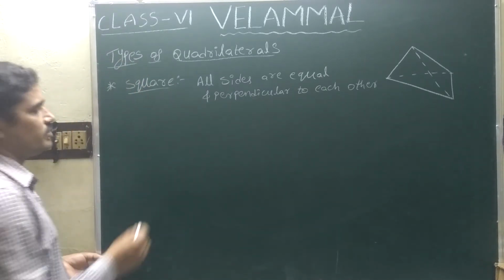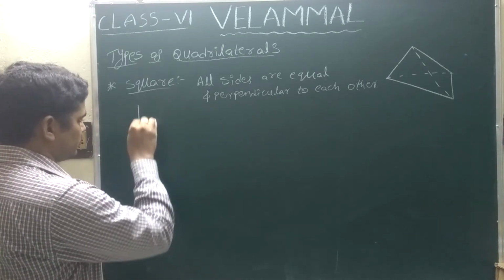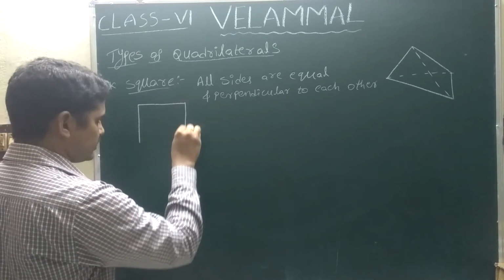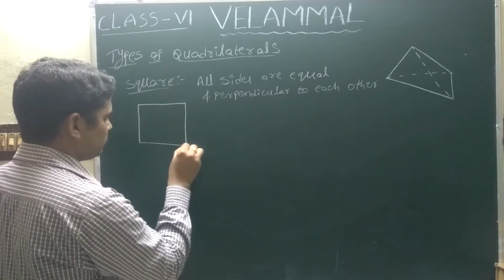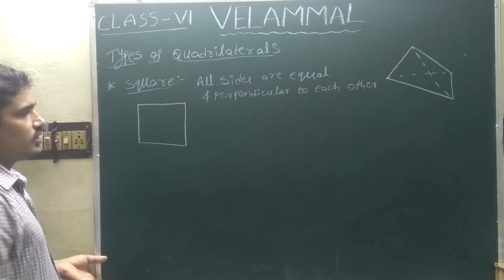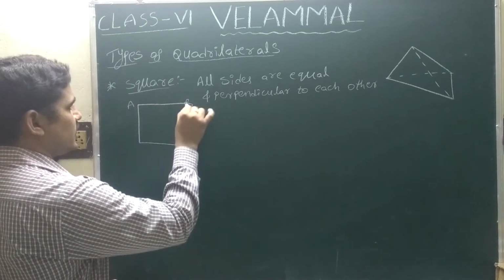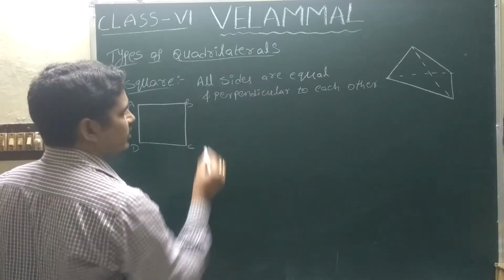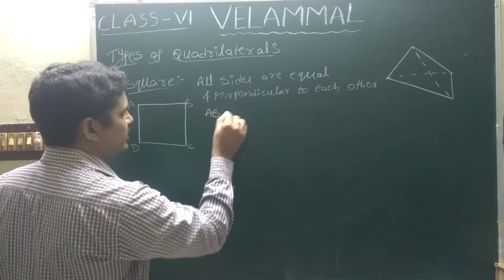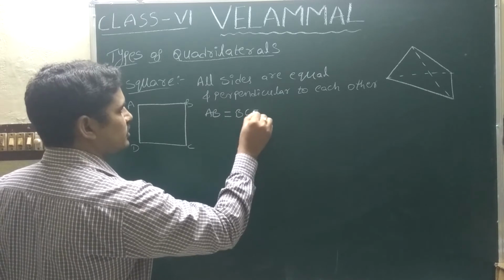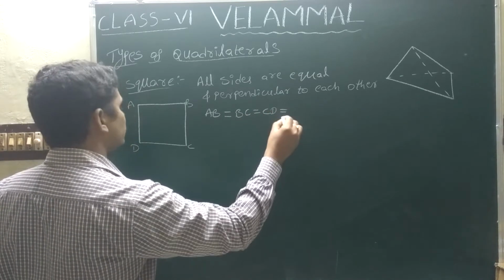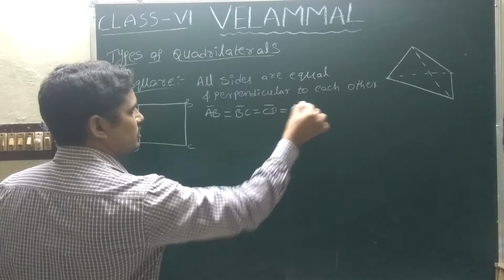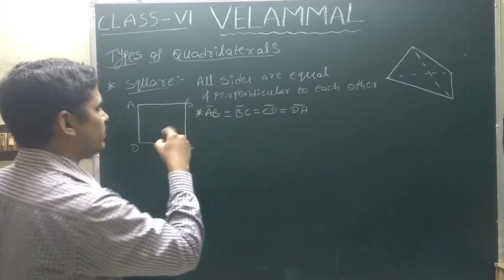How the diagram will come, see, this is the quadrilateral I am taking. Quadrilateral in the sense, we must have the 4 line segments. So this one I am giving the name as ABCD. All sides are equal. That means AB line segment is equal to BC line segment is equal to CD line segment is equal to DA line segment. This property must be satisfied by the square.